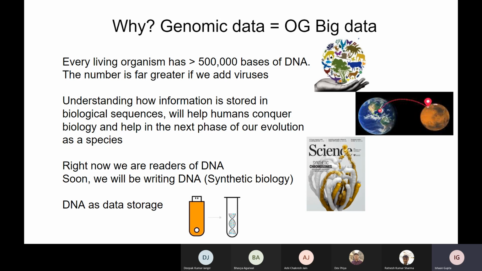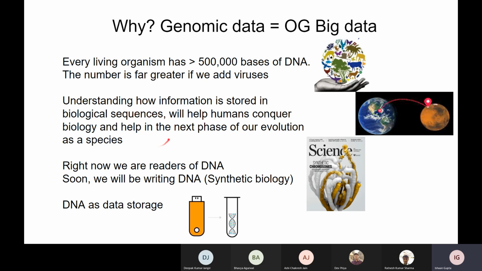So you can imagine that living organisms on average have about 500,000 bases, right? And there are millions of bacteria, millions of fungi, and all the other species. All of them have that much information. So you can imagine how much information there is there, right?